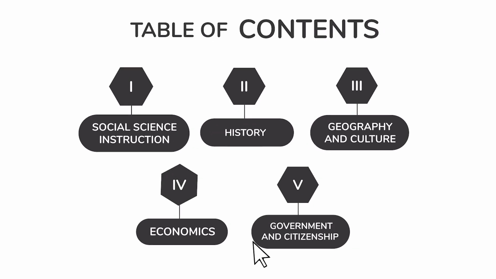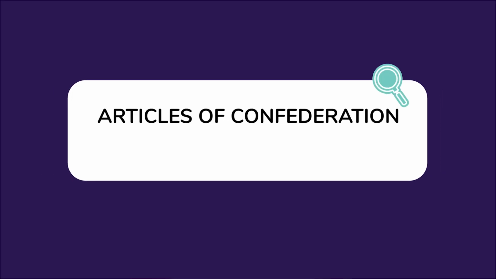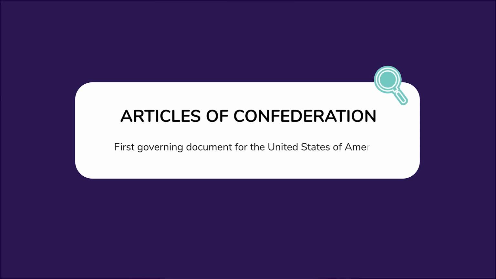And finally, let's look at Competency 5, Government and Citizenship. By this point, it probably doesn't surprise you to hear that a lot is covered in the descriptive statements. But I'm going to hit some of the highlights with you. I got you. The first concept of government we'll discuss is the Articles of Confederation. This was the first governing document that bound the United States together.